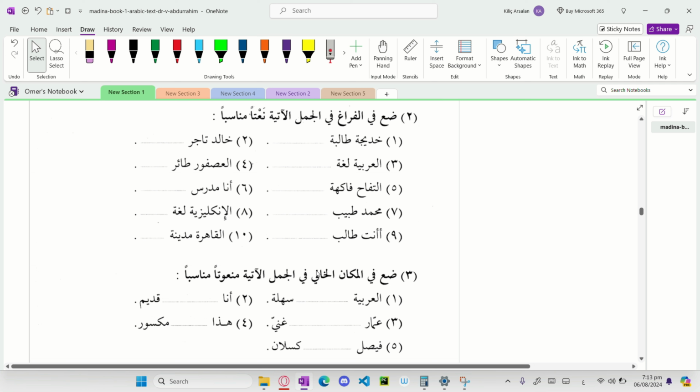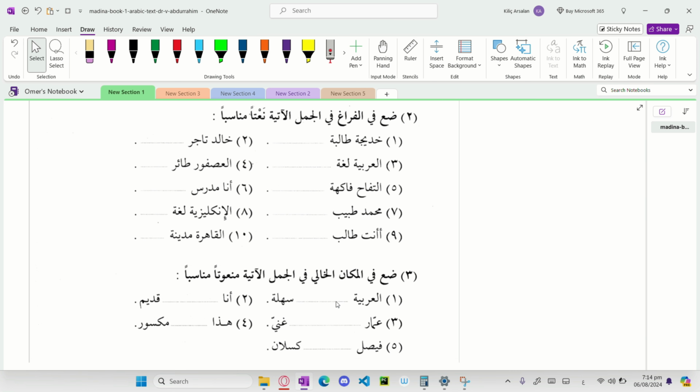ضع في المكان الخالي في الجمل الآتية منعوتا مناسبا. So you have to put a suitable منعوت, or adjective, in the following. العربية لغة سهلة, or أنا... I'm sorry, منعوت means noun, so you can put any noun you want. أنا, any word you want. هذا مكتب مكسور. عمار تاجر غني, or anything.